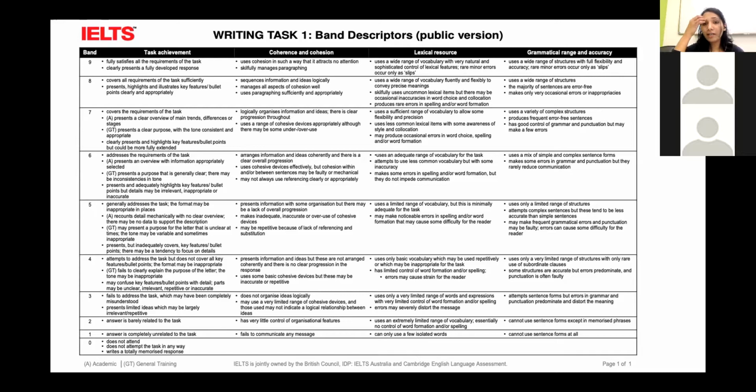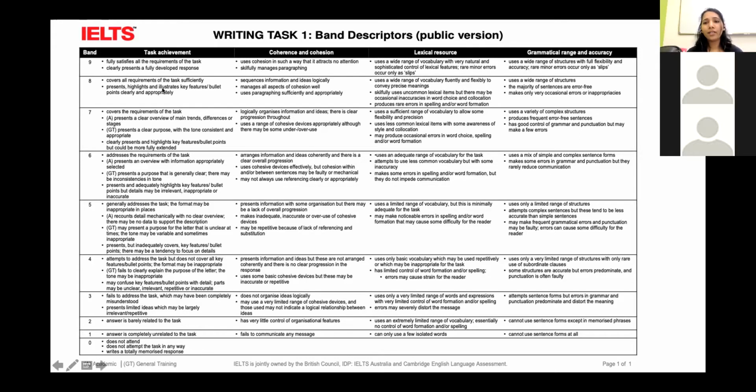Then your collocations are important, which I have explained, and I will also explain in detail later. And thirdly, you can produce occasional errors in word choice, spelling and formation. So 1 or 2 errors are allowed for your band 7.